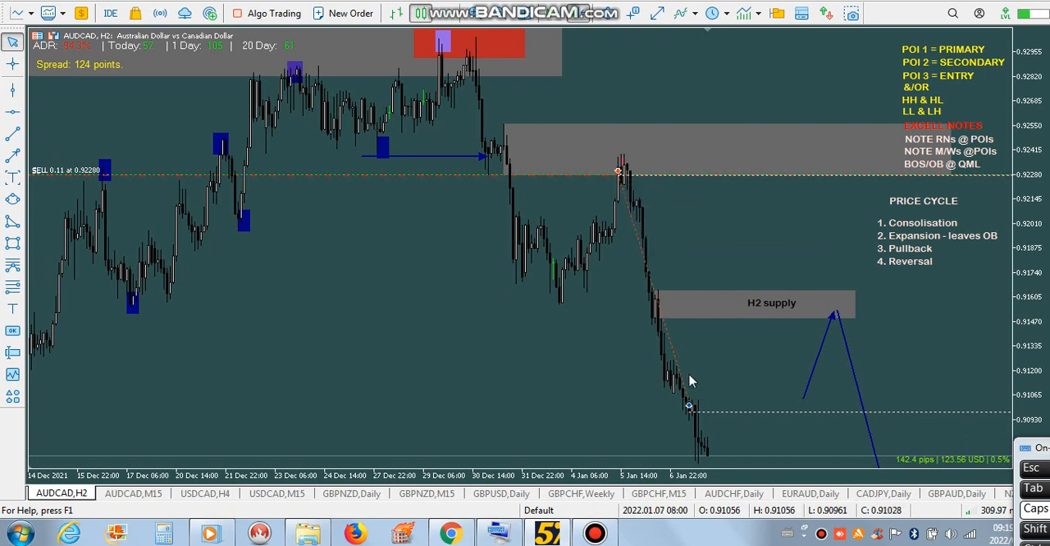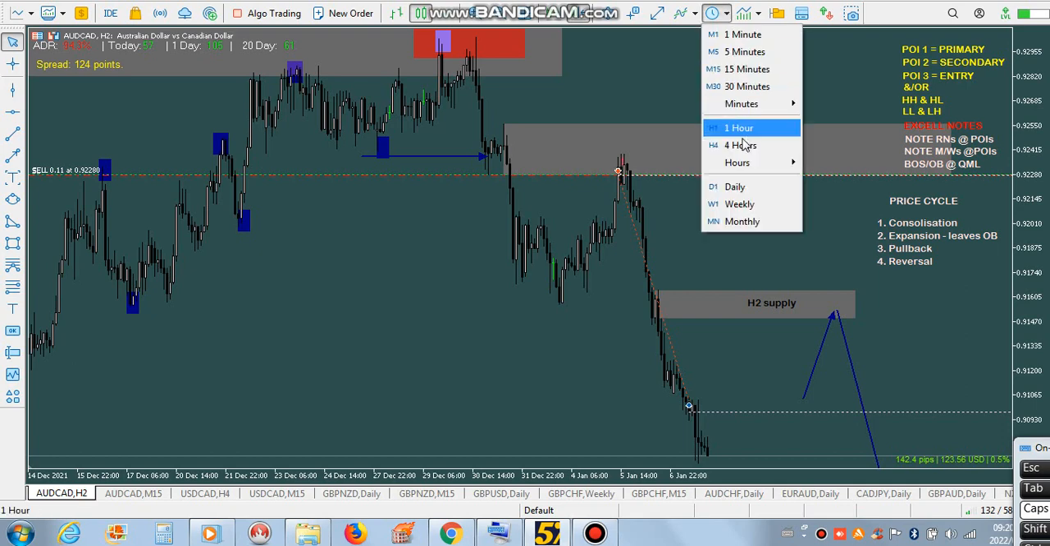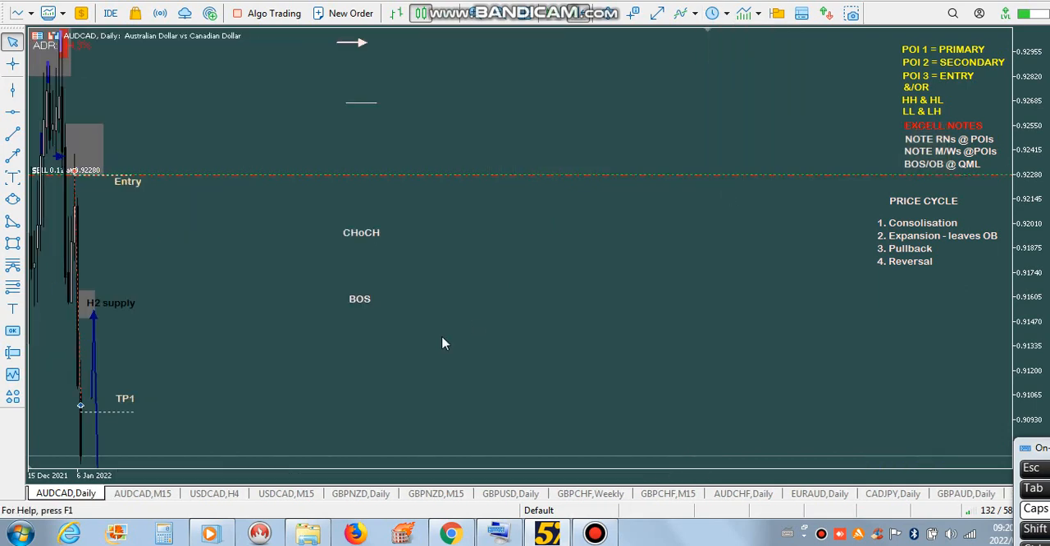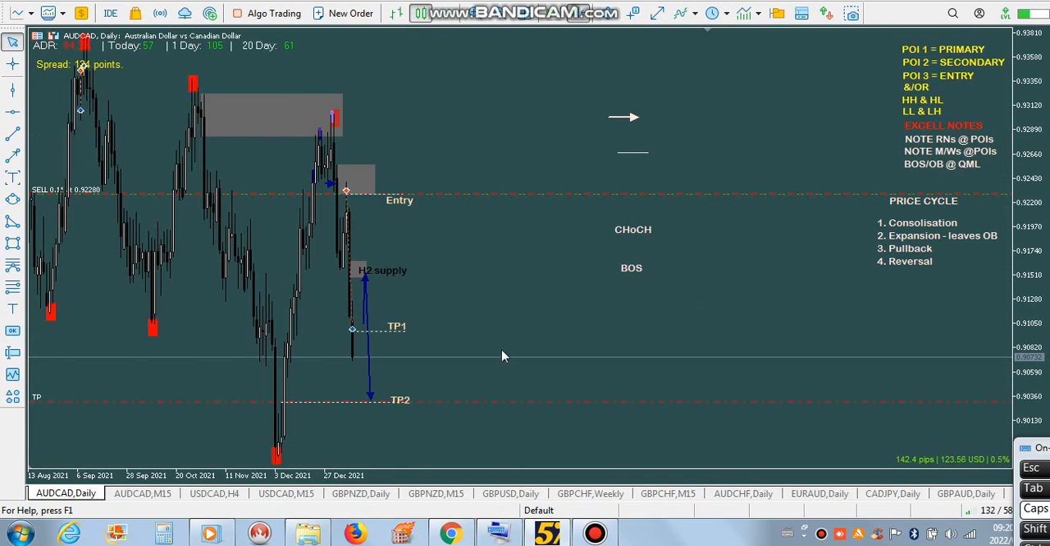I have taken partial profits here, which was at around 122 pips. Now it's still going down. It's at 142 pips. I'm expecting to take my full profits at 200 pips, where I got some form of an imbalance down here. So guys, I'll keep you updated on this.